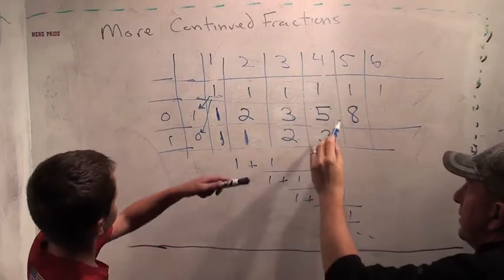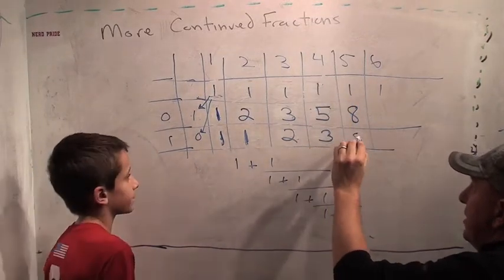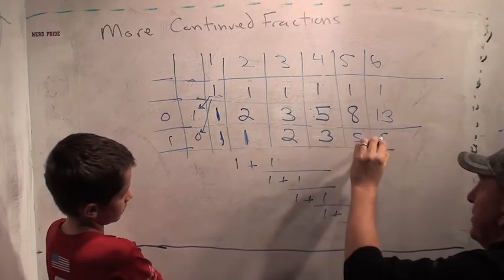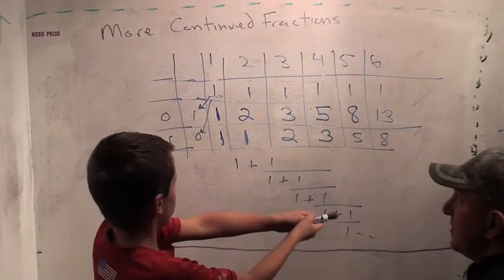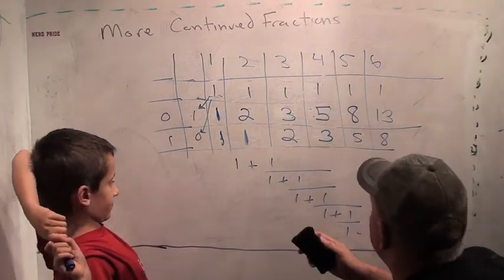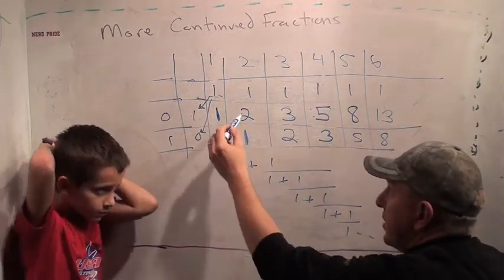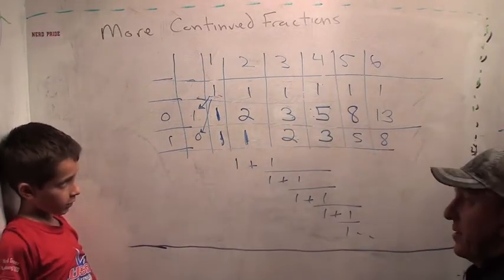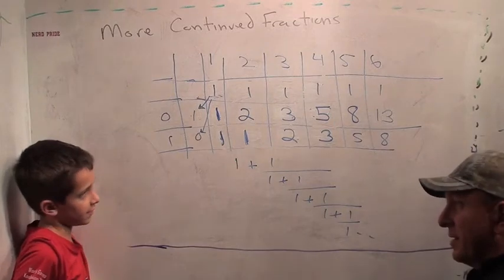We got 2 sets of Fibonacci numbers. 1 times 3 plus 2 is 5. 1 times 8 plus 5 is 13. 1 times 5 plus 3 is 8. So we got 2 sets of the Fibonaccis. So the convergents for this are 1 over 1, 2 over 1, 3 over 2, 5 over 3, 8 over 5, and 13 over 8. So we should get 13 eighths.